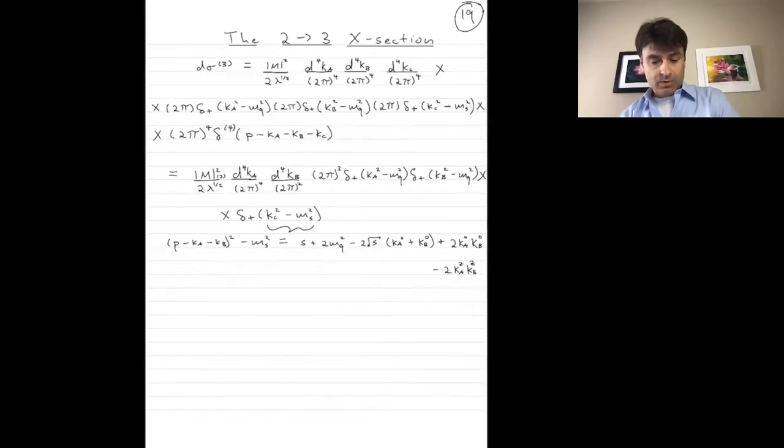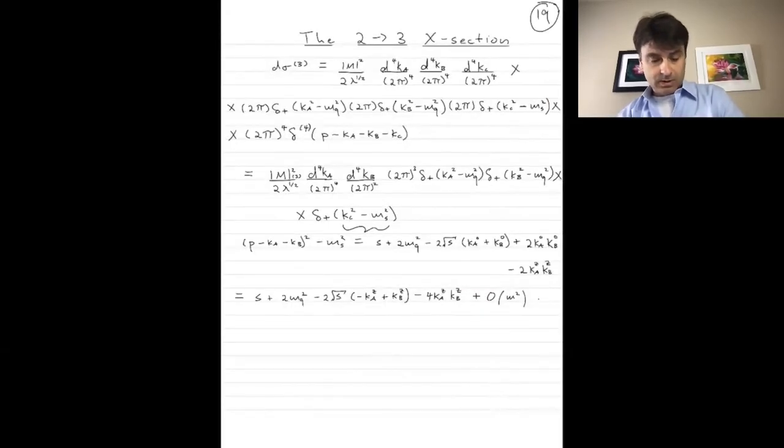And now I'm going to want to, again, start dropping small contributions, because in the end, I'm going to want to take S to be large. So I note that I can substitute my expressions for Ka0 and Kb0 here, here, here, and here, and I get this line up to order m squared errors. And since I'm now dropping order m squared errors, I could in principle just drop that term as well.